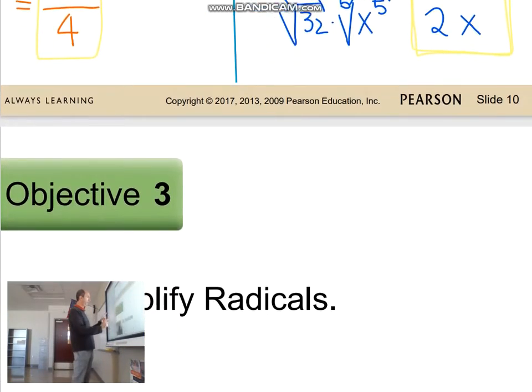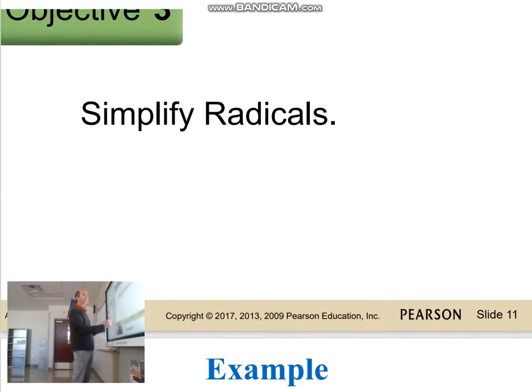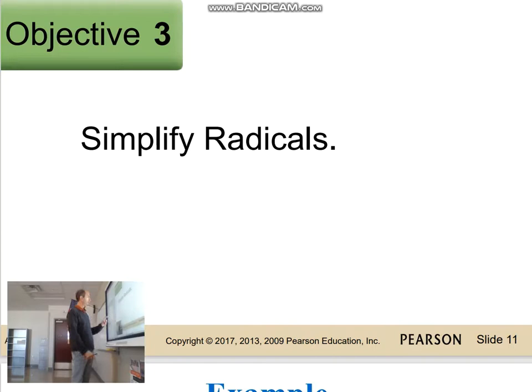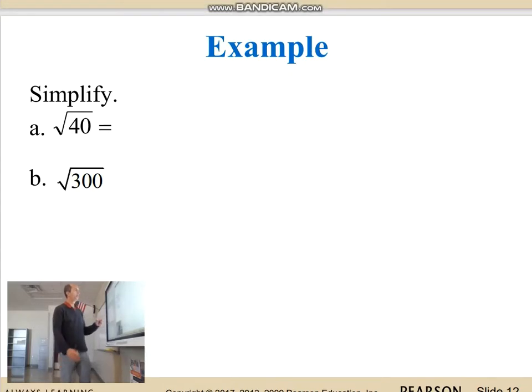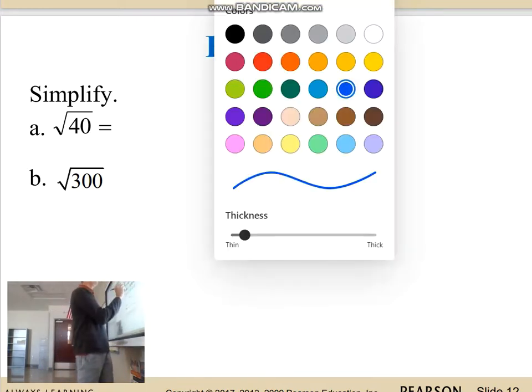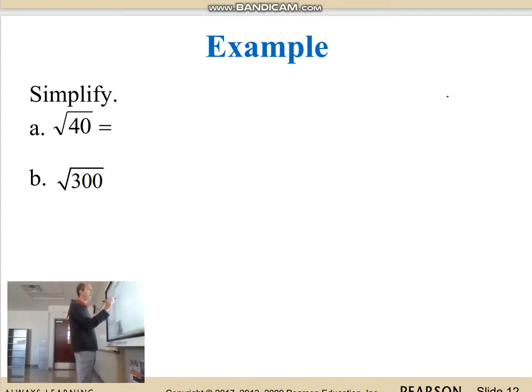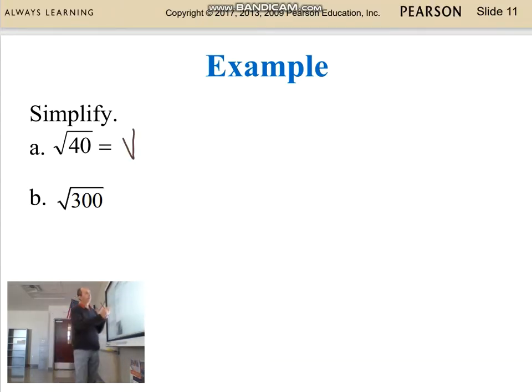Now we're moving to the next objective, number 3, simplify radicals. Let's go straight to a few examples. We can use the properties that we just learned to simplify those radical expressions. Okay, let's try to apply the first one, letter A. You have to break down 40 into a multiplication of numbers in a way that you can simplify. You can find the perfect squares that you can remove from the root.